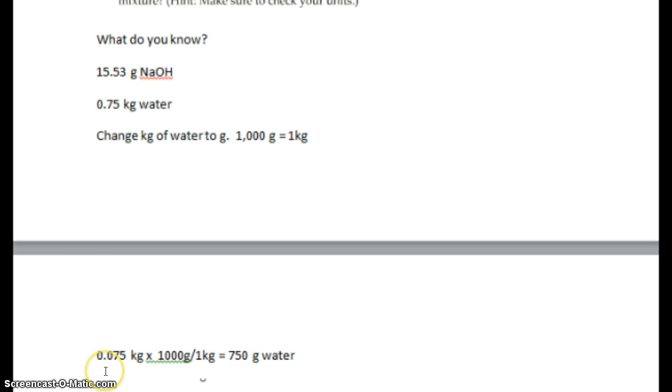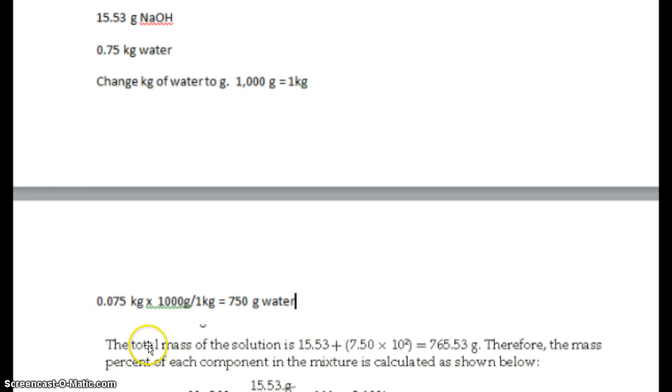So, if you're not sure how to do these, set up a fraction. 0.75 kilograms times, kilograms goes on the bottom of the next fraction, so it cancels. So you just multiply it by 1,000, and you get 750 grams of water. So the total mass of the solution is 15.53 plus 750, or 7.5 times 10 to the second, which gives us a total of 765.53 grams.